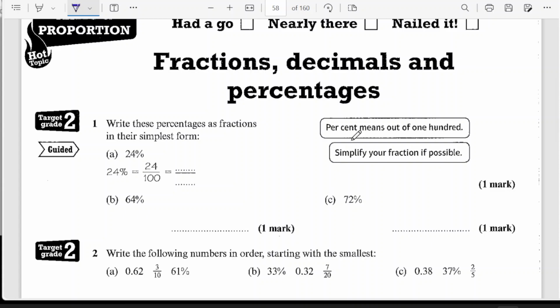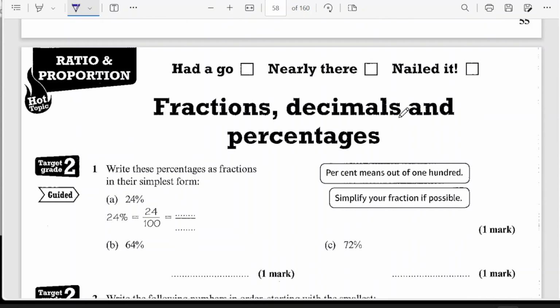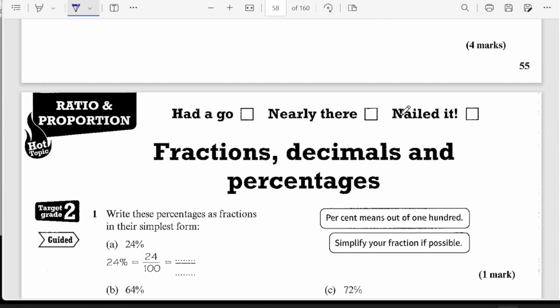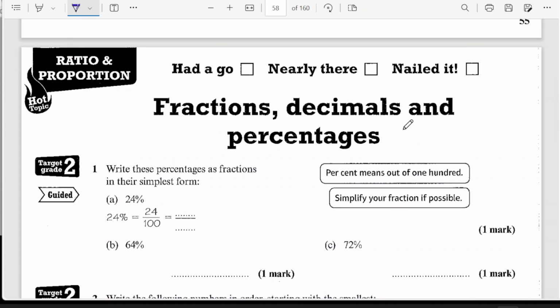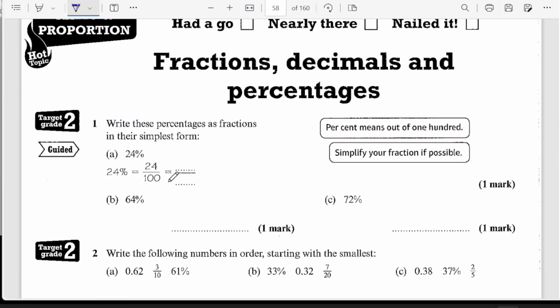Today we're concentrating on the foundation tier revision workbook from Edexcel, and we're going to be looking at page 56, which is fractions, decimals and percentages. Okay, we'll kick off. Question 1.